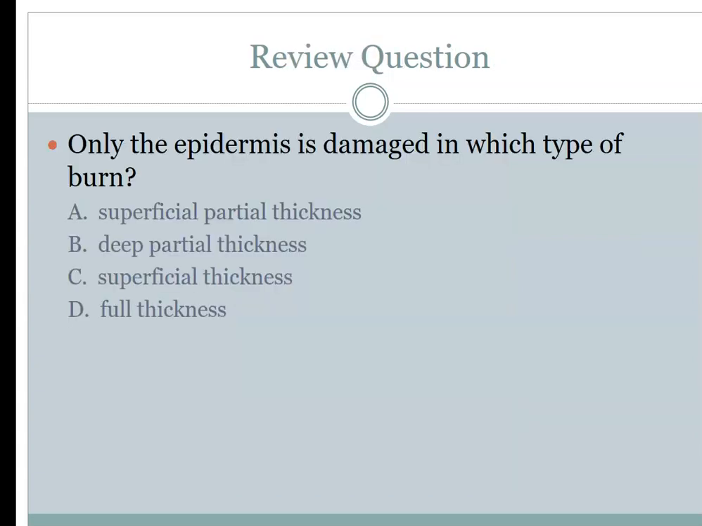Review question. Only the epidermis is damaged. In which type of burn? Superficial partial thickness, deep partial thickness, superficial thickness, or full thickness? I'll give you a little hint. It's also known as a first-degree burn. So that would be C, superficial thickness.